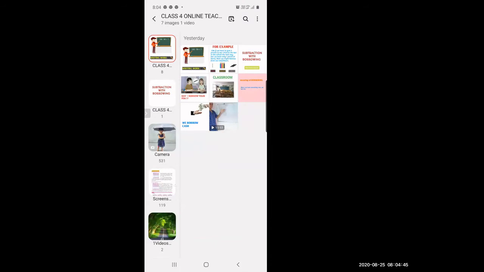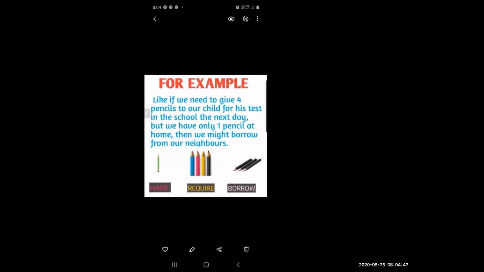For example, if we need to give 4 pencils to our child for his test in school the next day, but we have only one pencil at home, then we might borrow from our neighbors. Here is one situation: you need 4 pencils for your classroom for the next day, and you have only one pencil. So you require 3 more pencils. What will you do? You will borrow 3 pencils from your friend, your neighbors, or anyone.